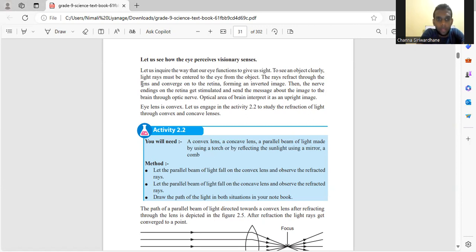To see an object clearly, light rays must enter the eye from the object.